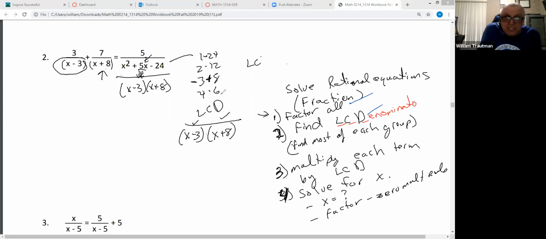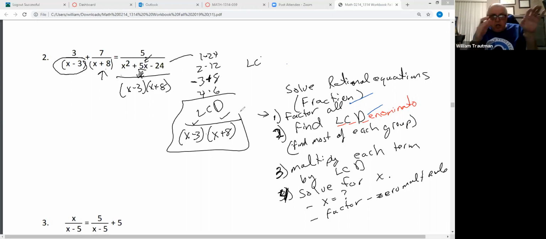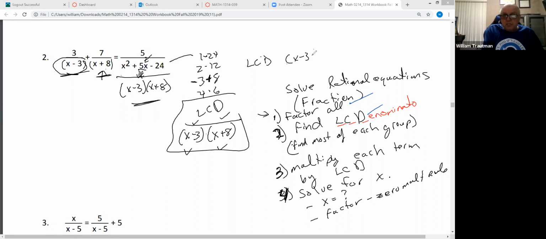Step 2, find the LCD. You look at the bottoms, and all 3 of these bottoms, 1, 2, 3, contain an x minus 3 or an x plus 8. Okay, so that's the LCD. The next step is rewrite this. I'm going to put the LCD over here now: x minus 3, x plus 8.